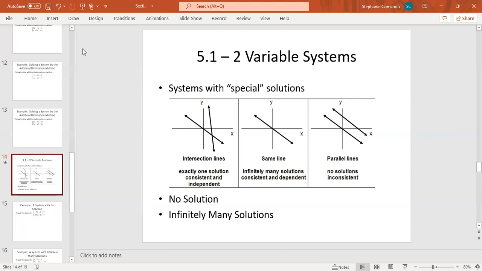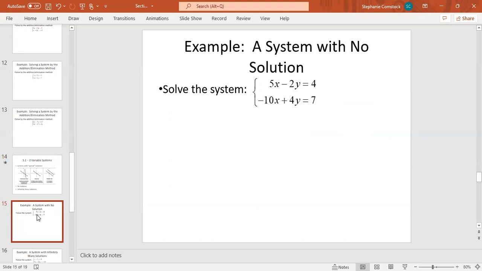Now, we're going to take a look visually, graphically. We can see the options of how this would happen. We're going to take a look at how this would look if we were doing it through one of the other methods, okay? So the first scenario that we're going to look at is 5x minus 2y equals 4, and then negative 10x plus 4y equals 7. So we're going to take a look at this one, okay?